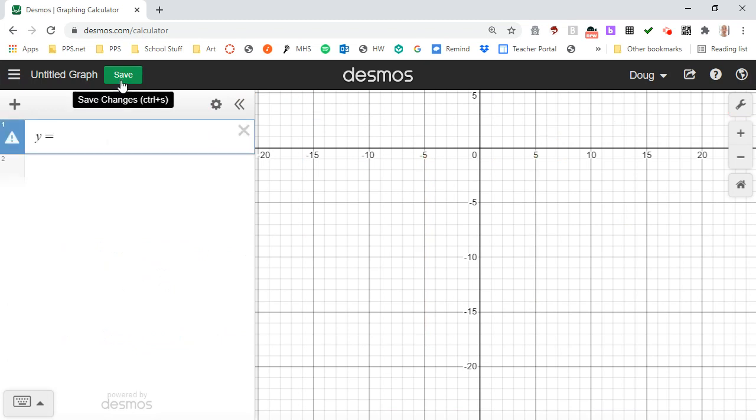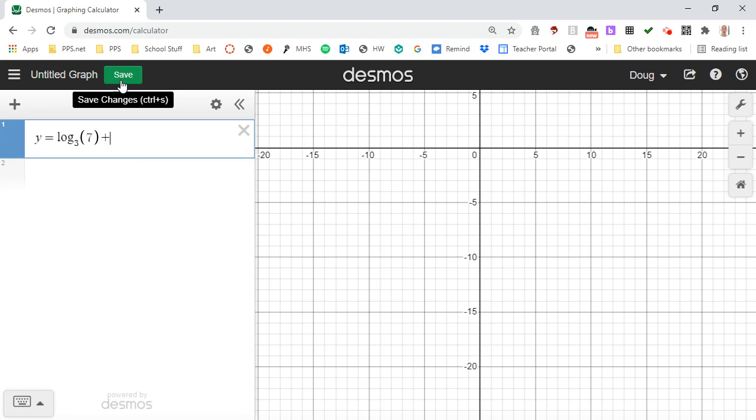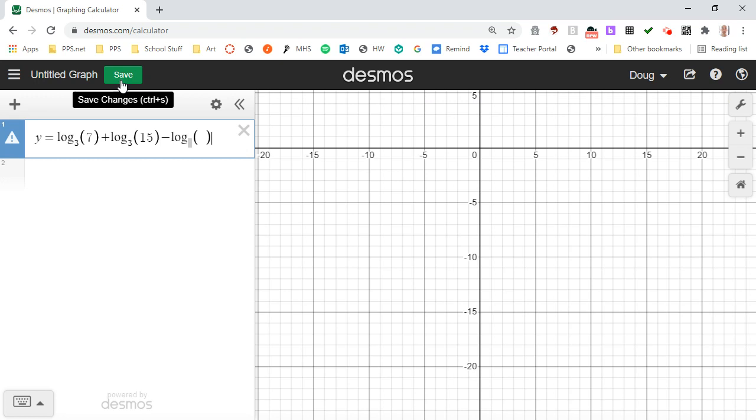So y equals log base 3 of, let's say y is 12. So we're going to say that this is 12 minus 5 is 7, plus log base 3 of 12 plus 3, that's 15, minus log base 3 of x.